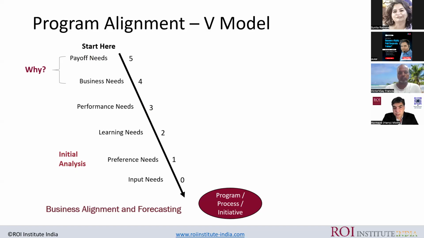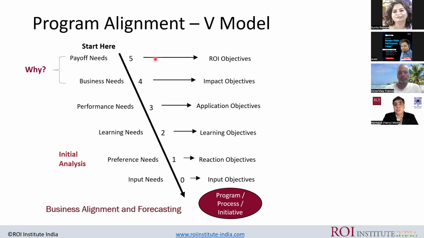Now, as we start doing this, the next thing that we need to do is start writing objectives for each of these levels. As we've identified what's the payoff need that an organization, or what the program needs to deliver, we start writing what's the ROI objective that we want to achieve from the program or the project. As we identify the business need, we start writing what's the impact objective. Once we identified the performance needs, we identify what are the application objectives for that particular program or project. And once we identified learning needs, we write up the learning objectives for the program. As we identify what are the preference needs, we write the reaction objectives. And once we've known the input, we write the input objectives for the program or the project.